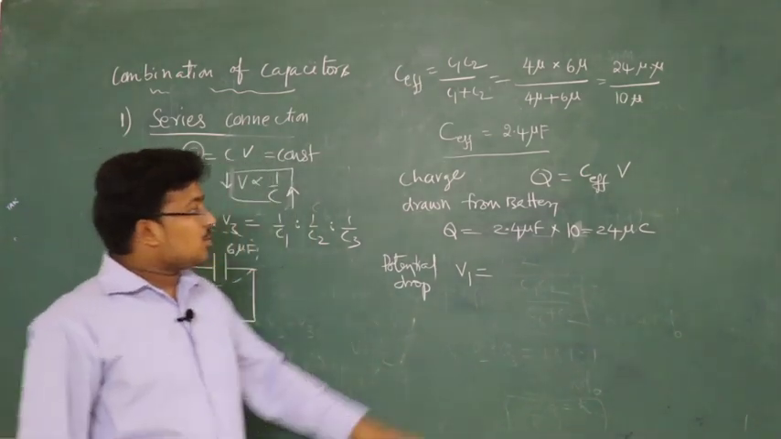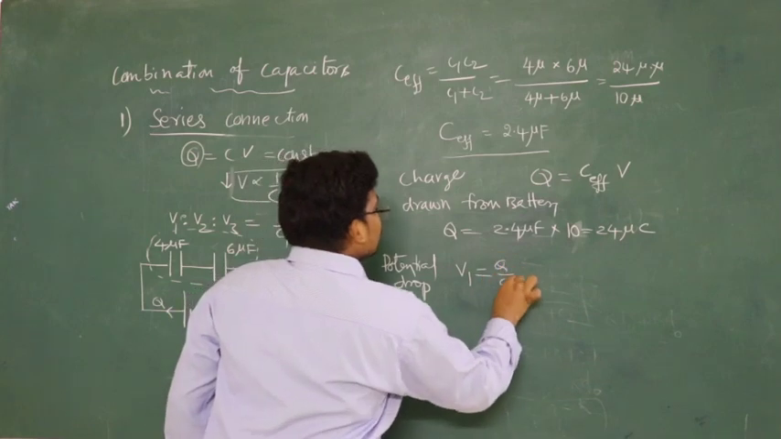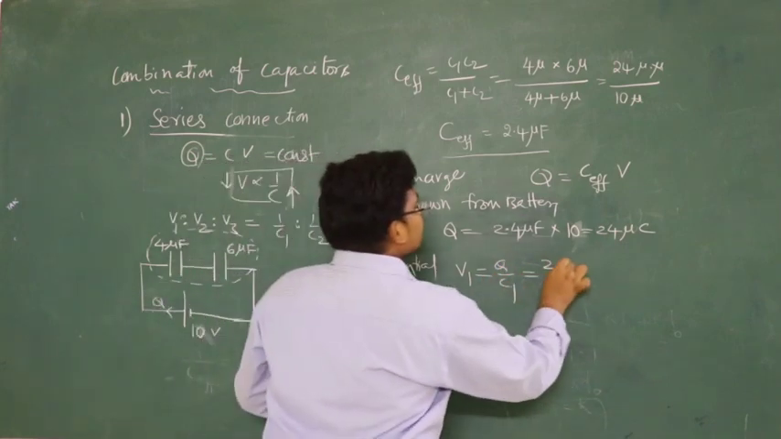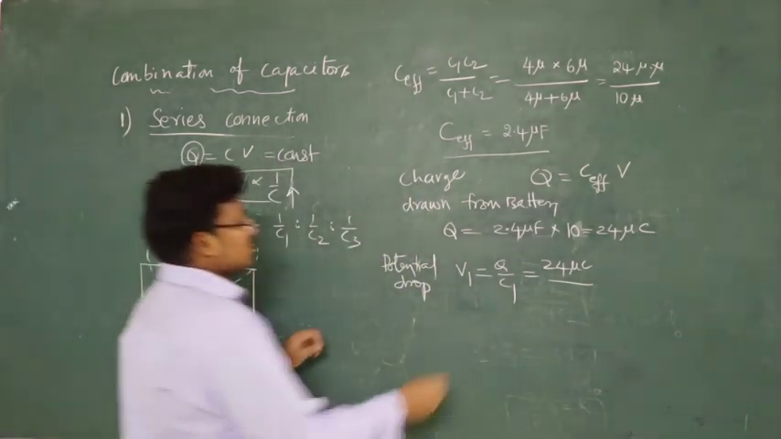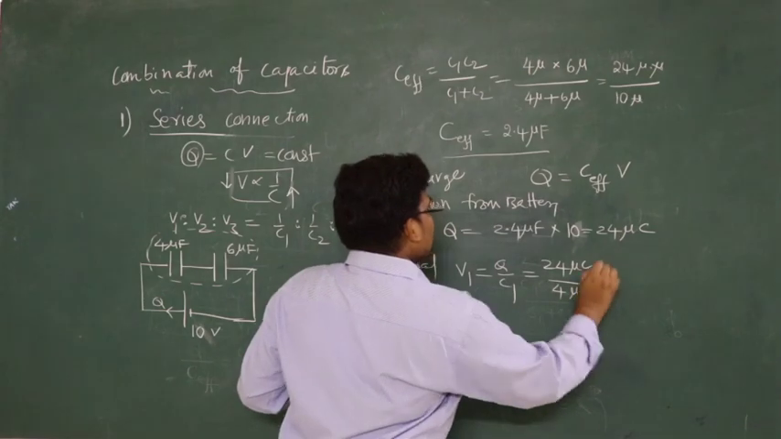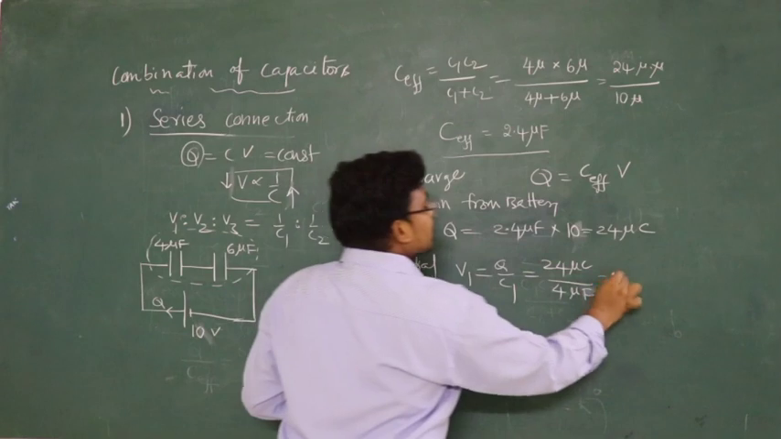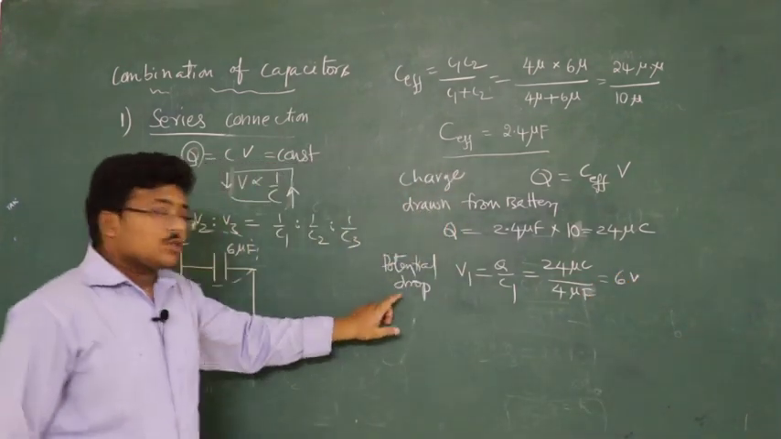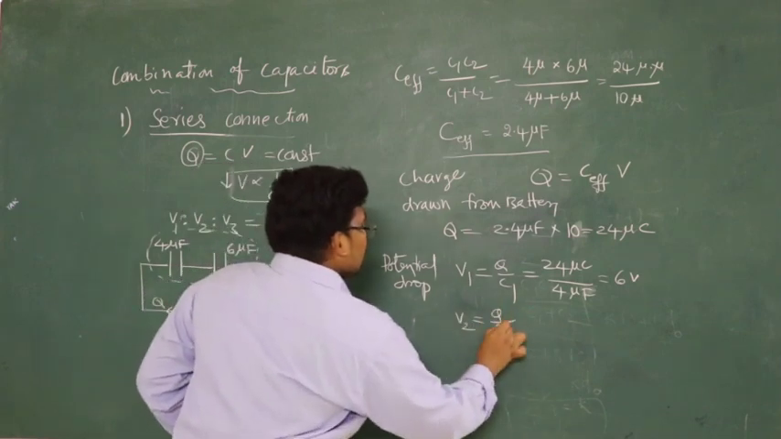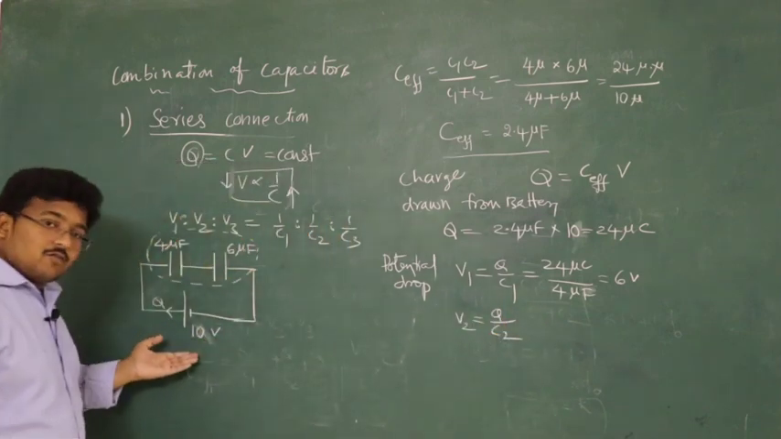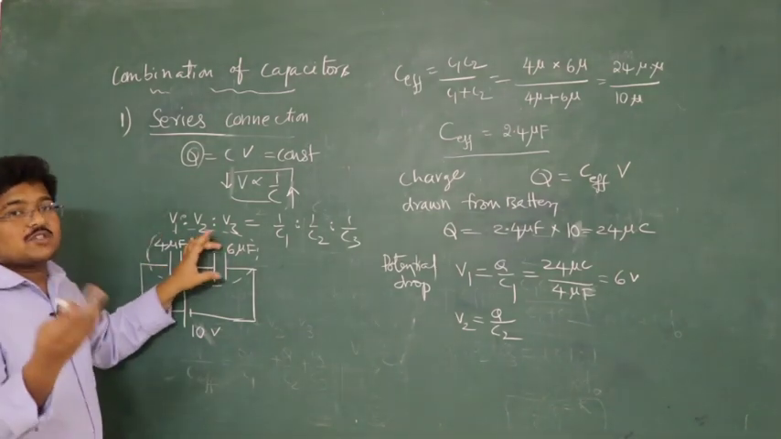As you know, Q equal to CV means V equal to Q by C. So Q upon C1. What is the Q we have? 24 microcoulombs by C1, which we already know is 4 microfarad. So micro cancels, and this will be 6 volts. Means the potential drop across V1 is 6 volts. In the same way V2: out of 10 volts, 6 volts is dropped. Means how much is remaining? 4 volts.